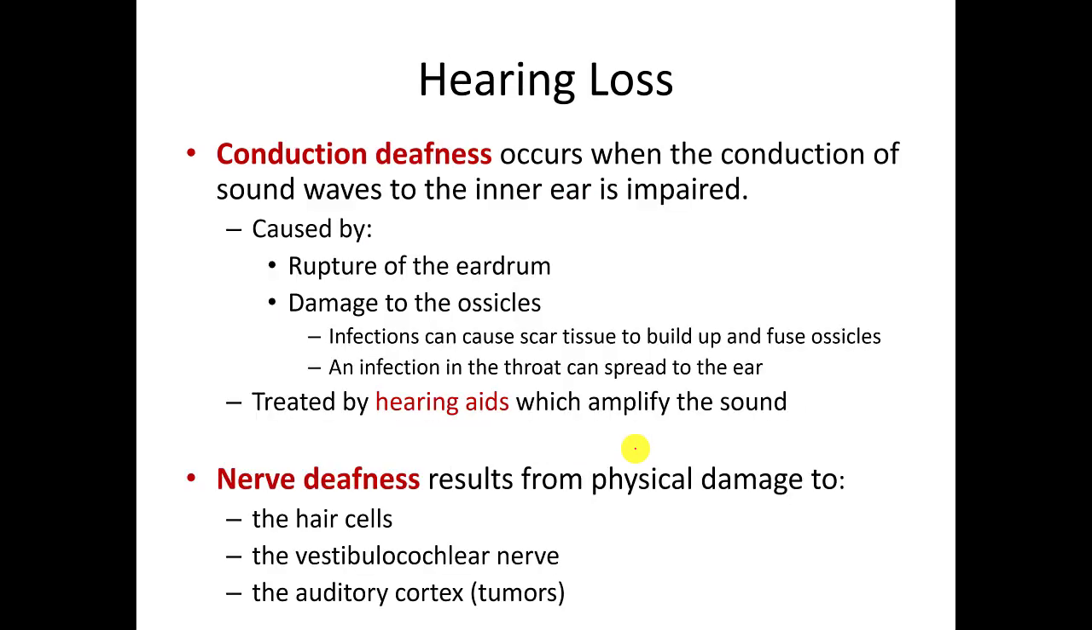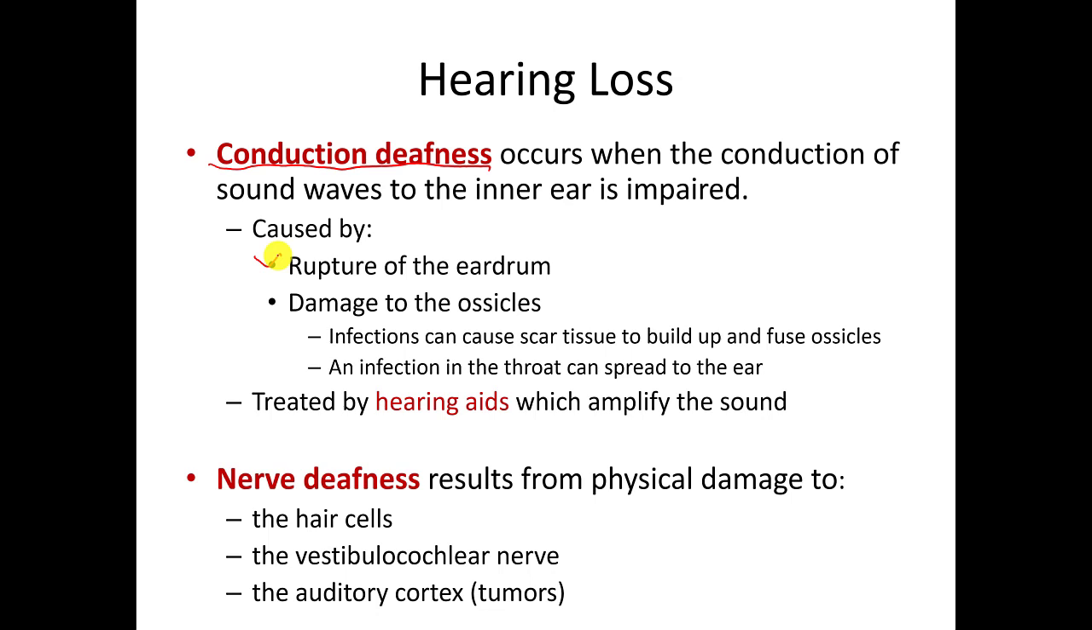Now, in terms of hearing loss, we actually have different kinds of hearing loss. There's a type of deafness called conduction deafness. And this happens when you cannot conduct sound waves into the inner ear. This might be caused by a rupture to the eardrum. So when those sound waves come in and they normally bounce off the eardrum, if the eardrum's ruptured, if it has a hole, it's not going to vibrate very well. That means that what you hear isn't going to be as loud or as good.